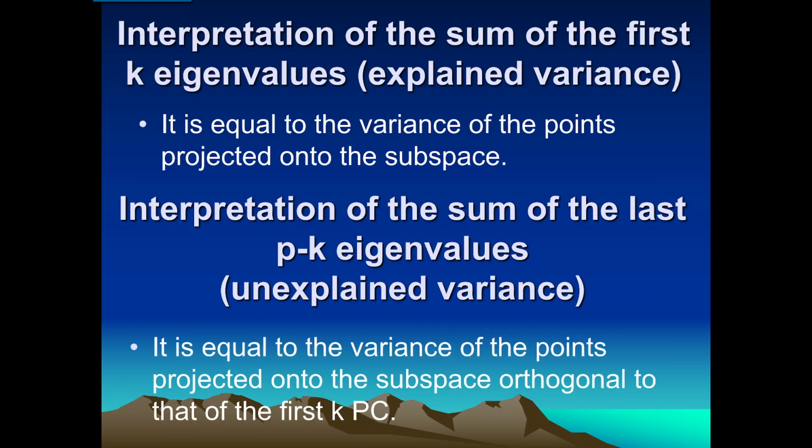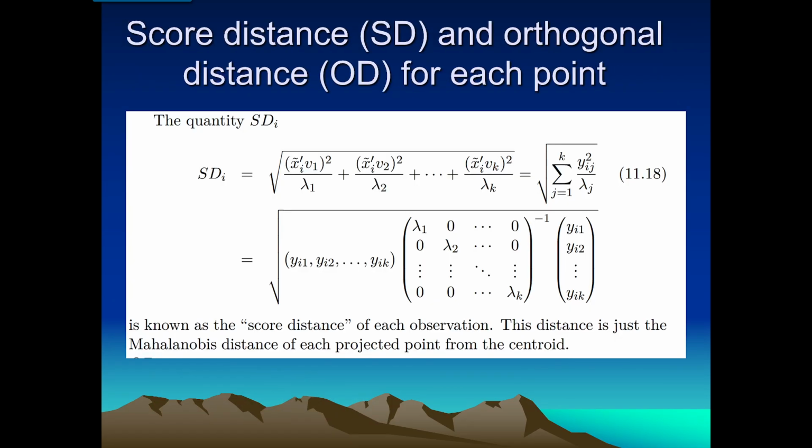So once again, the first k eigenvalues give the variance of the points projected. The last p minus k eigenvalues give the variance of the points projected into the space orthogonal to that of the first k principal components. This is called the score distance, which is nothing but a Mahalanobis distance. So you have the score of unit i projected in the space of the first k components, and you take the sum of the squares, or you write it as a quadratic form, which is just the Mahalanobis distance of each projected point from the centroid. Because the mean is 0, you subtract 0 from the centroid.